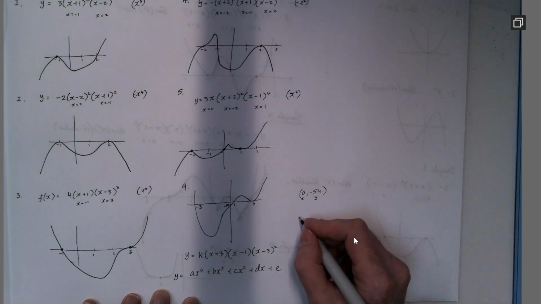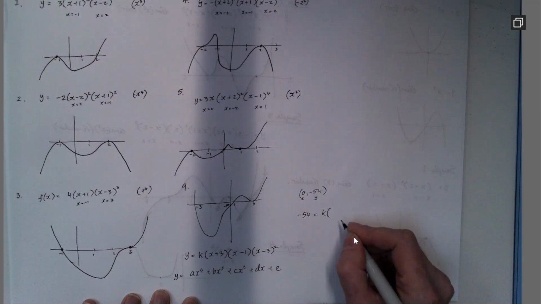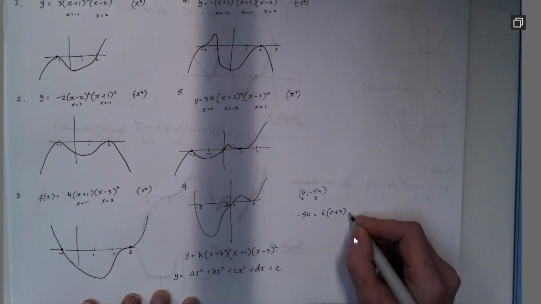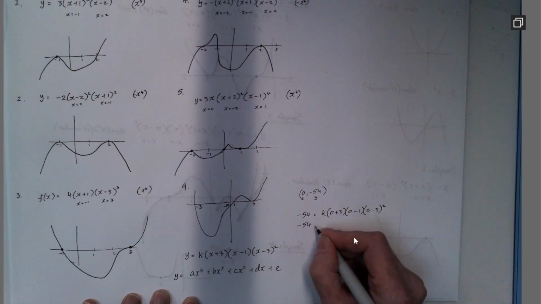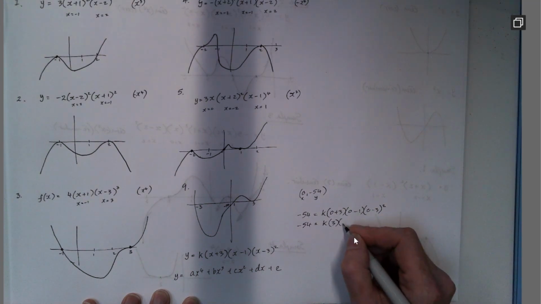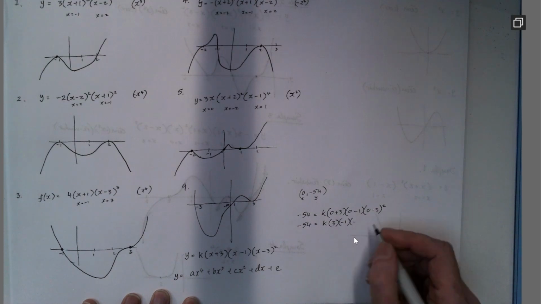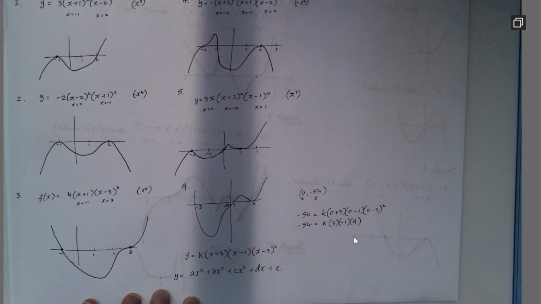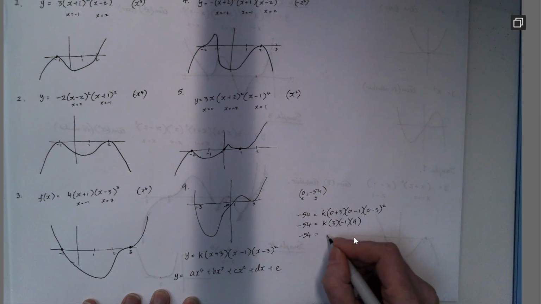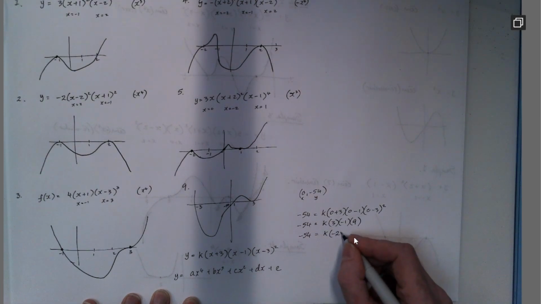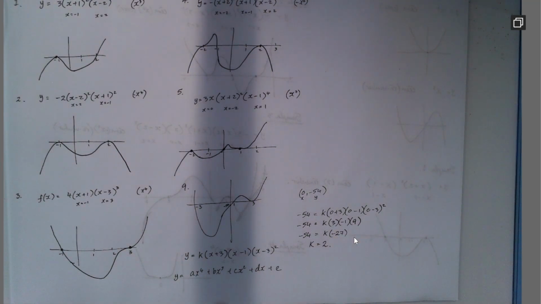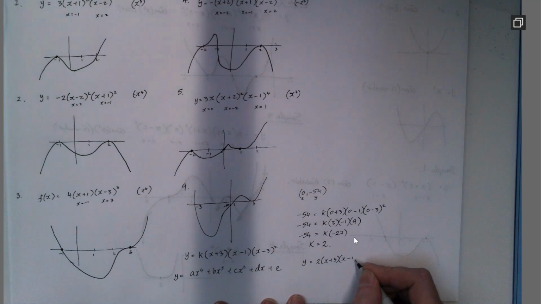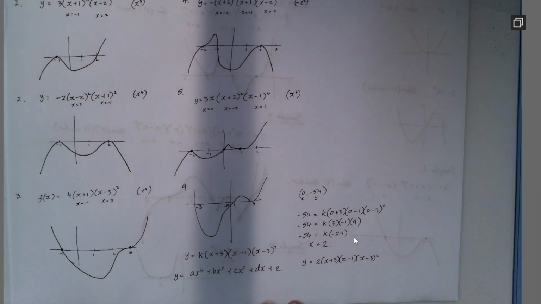So y equals k times x plus 3 times x minus 1 times x minus 3 squared. So 0 plus 3 times 0 minus 1 times 0 minus 3 squared. So you get minus 54 equals k times 3 times minus 1 times 9, which is minus 27. So minus 54 equals k times minus 27. So k equals 2. And there you have your equation. So the equation is y equals 2 bracket x plus 3 times x minus 1 times x minus 3 squared.